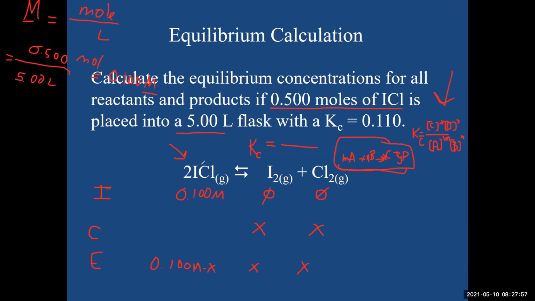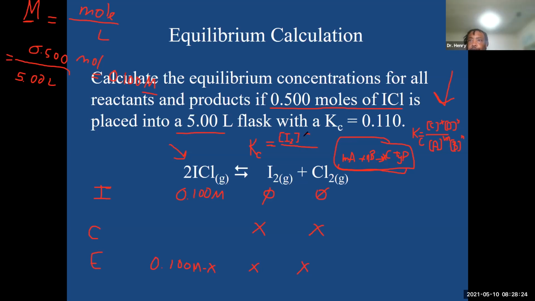Iodine and chlorine. Iodine and chlorine are my products. So that's going to be on top of the equation, right? Are there any coefficients in front of them? No, they're all single. So in this case, we just have the concentration of iodine and the concentration of chlorine.